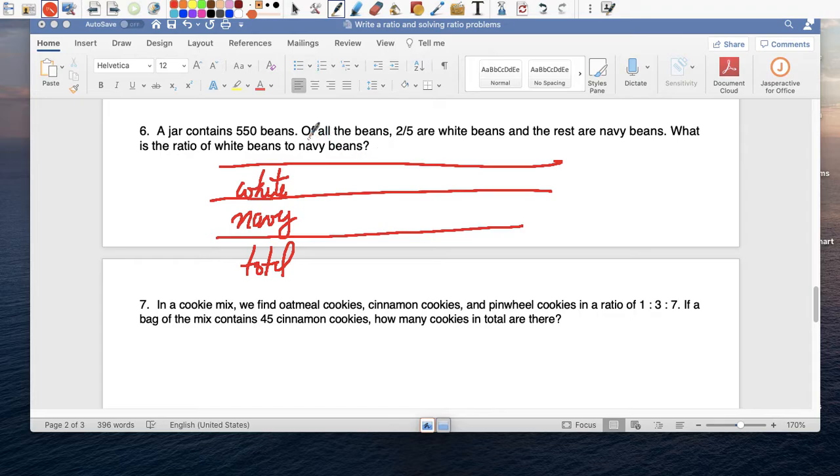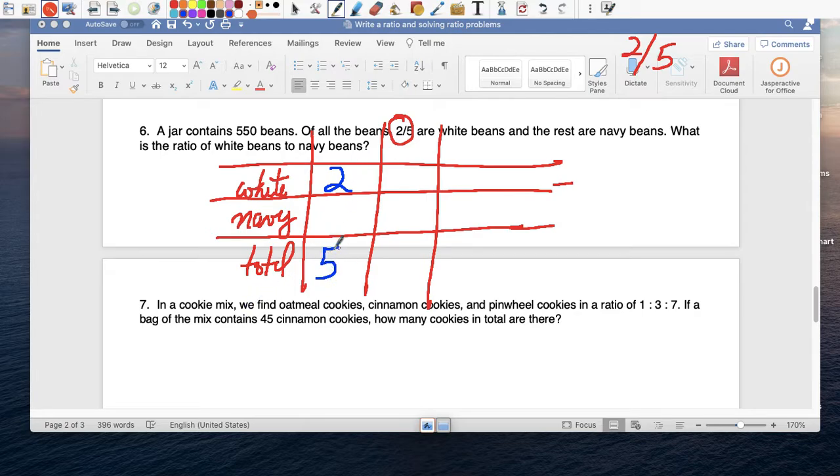So you have to be careful here. This says 2/5, dos de cada cinco. So if 2/5, dos de cada cinco, dos son blancos. Right? 2/5, de cada cinco, dos son blancos. So how many are navy? Well, obviously 5 minus 2, and we get the navy. Son 3. Aquí están los azules.